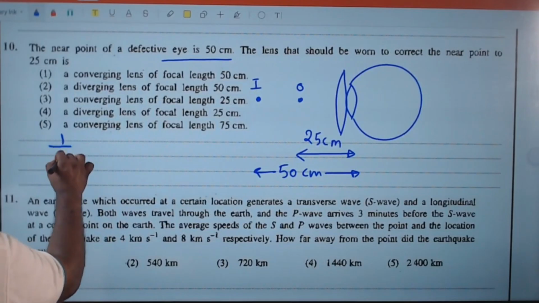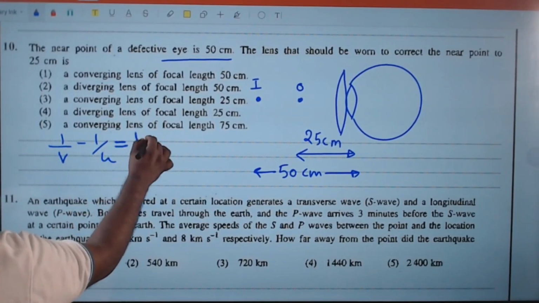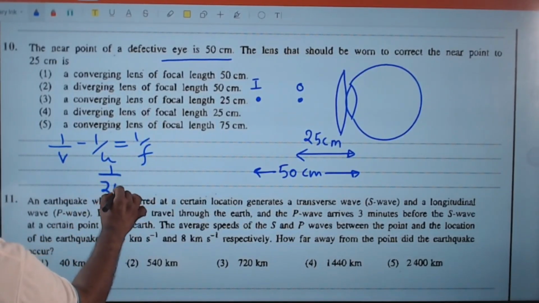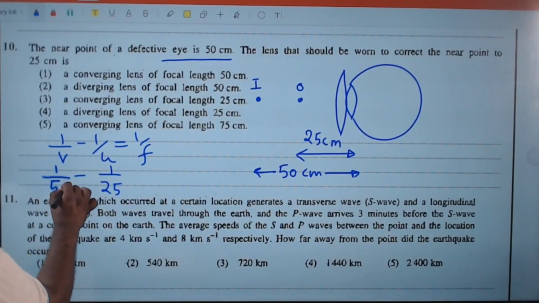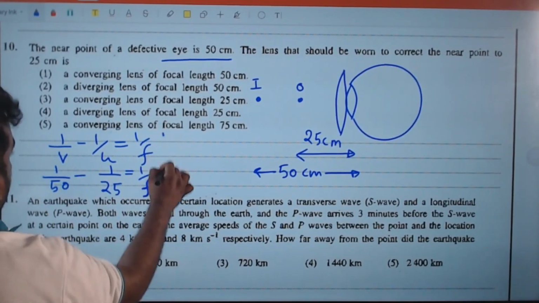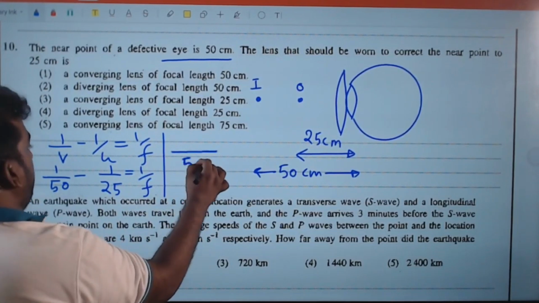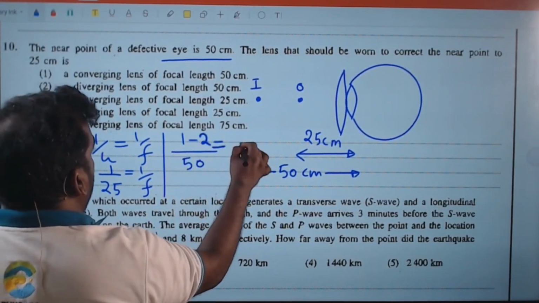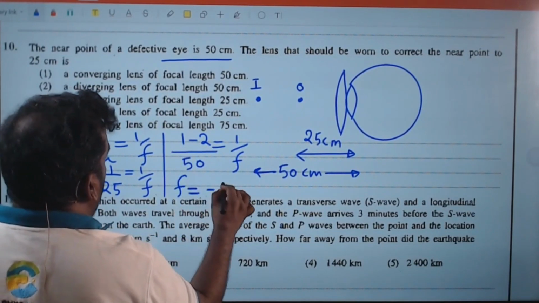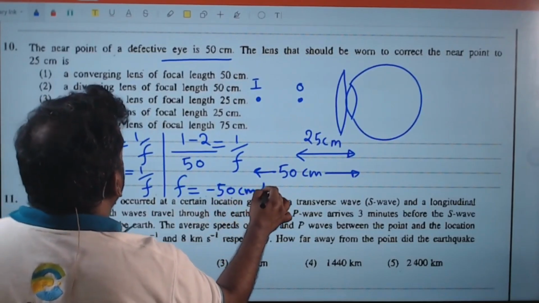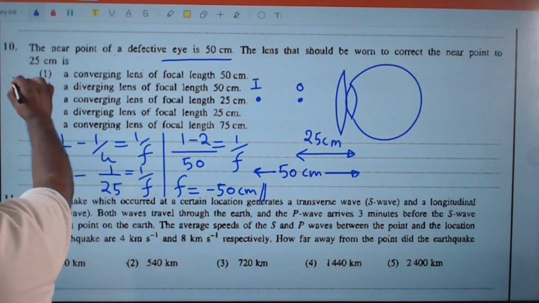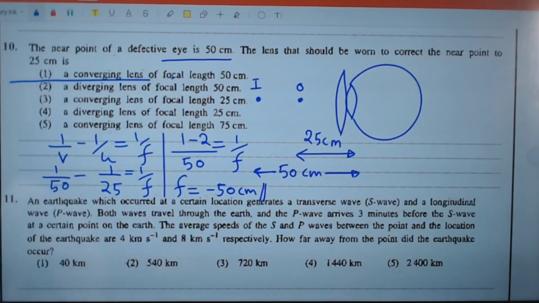So 1 over V minus 1 over U equals 1 over F. Object at 25, image is formed at 50, focal length F. Common denominator 50, 1 minus 2 equals 50 over F. F is equal to 50 centimeters. So convex lens 50 centimeters, answer number 1.